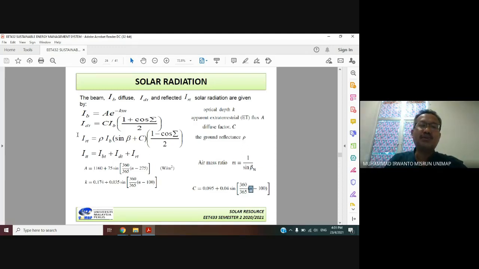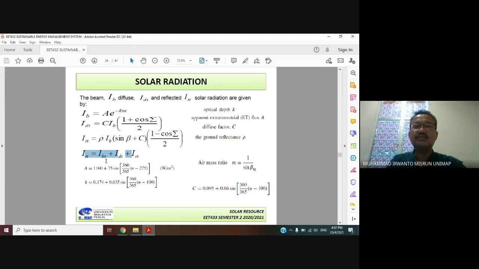And then the reflective solar radiation is rho IB multiplied by sine beta plus C, multiplied by 1 minus cosine beta over 2. This one is the tilt angle. Sorry, this one is beta n, please check here. Now the total global solar radiation we can write here: IT is equal to IB plus ID plus IR.